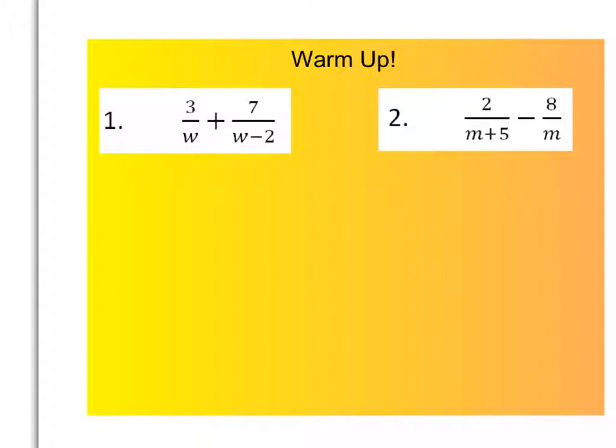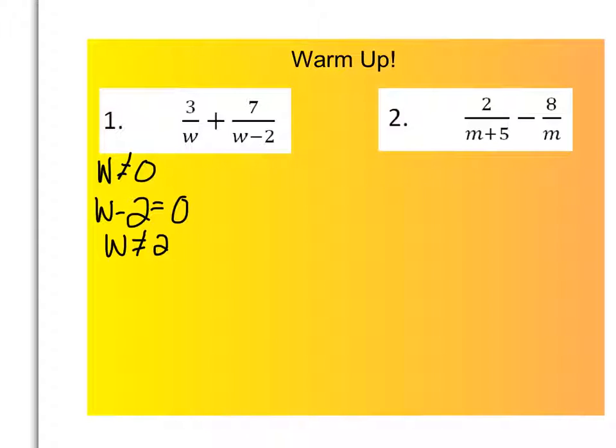Alright, so the warm-up today, we have an addition and subtraction problem. First thing, just like with multiplying and dividing, is finding restrictions. So we have w set equal to 0 and w minus 2 set equal to 0. So that means w cannot equal 0 and w cannot equal 2 are your restrictions.